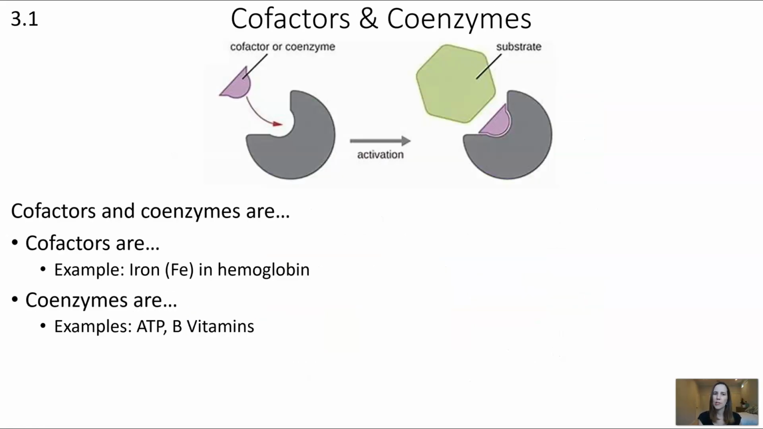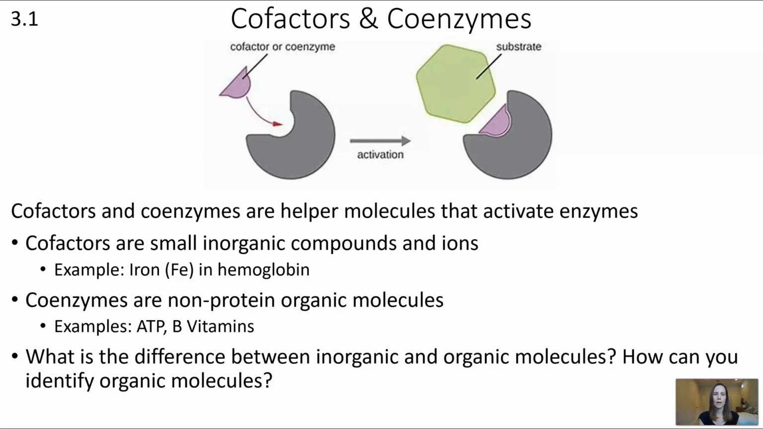A few more definitions for you. Cofactors and coenzymes. So what are they in general? There's something that defines both of them together. And then what are they independently? How would you define them differently? Cofactors and coenzymes are both helper molecules that activate enzymes. They are different in terms of their composition. Cofactors are small inorganic compounds and ions, whereas coenzymes are non-protein organic molecules.